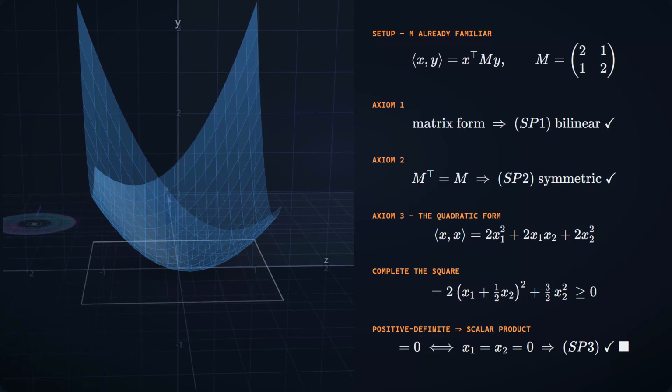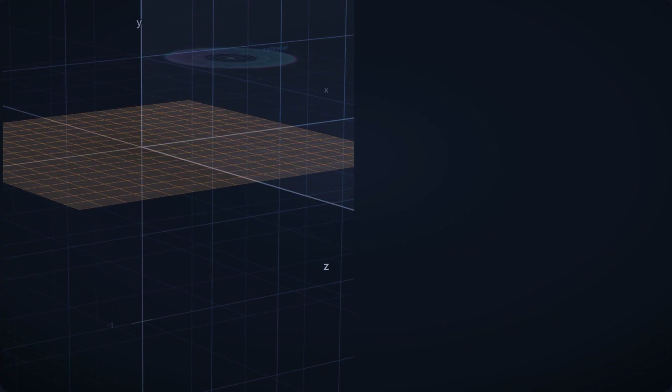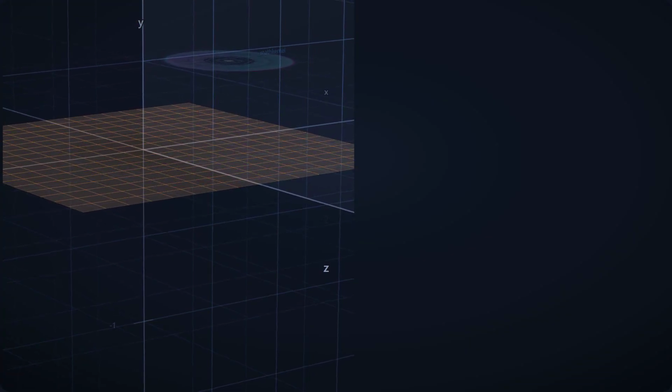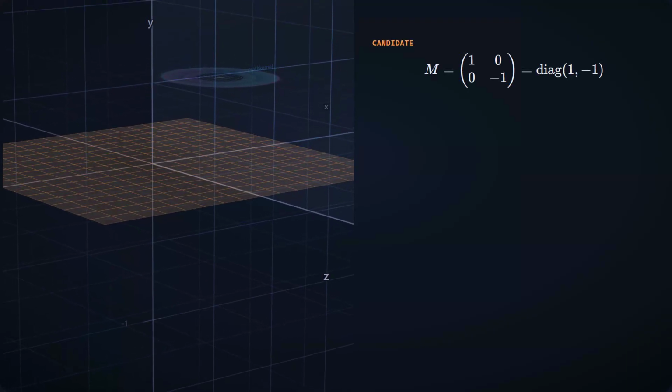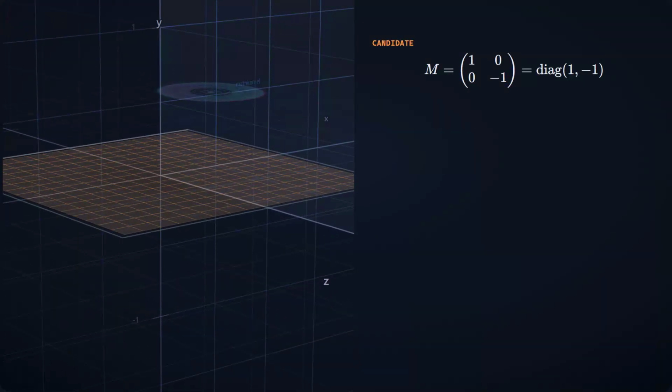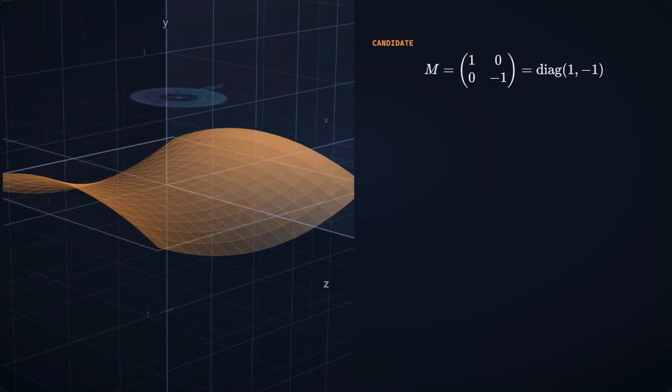Now the other side of the reflex, how to shoot one down. Here's a candidate, the diagonal matrix with a -1. This one's symmetric too. Doesn't it sail through the first two axioms just like the last one did? It does, bilinear and symmetric, both fine. And that's the trap. Stop there, and you'd wrongly call it a scalar product. So the crime has to be in the third axiom again, the length rule.